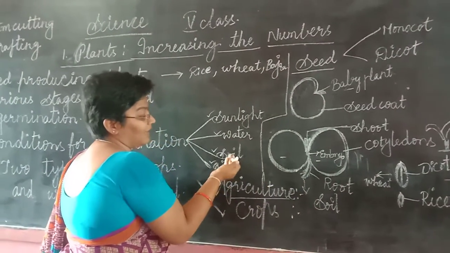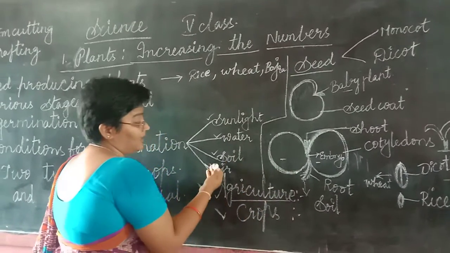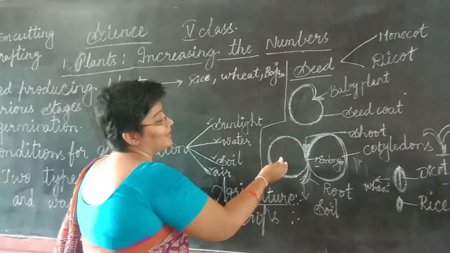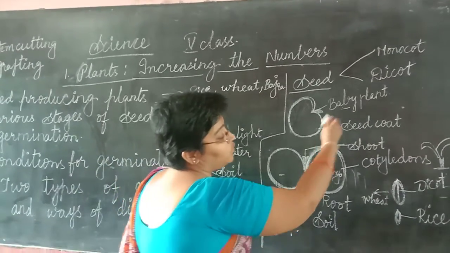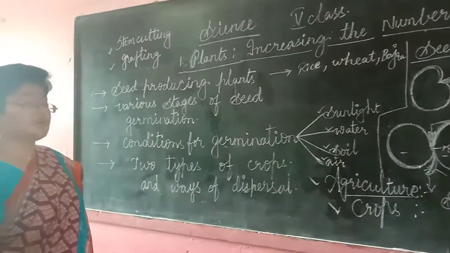So these are the necessary conditions where the seed takes sunlight from outside and water from under the ground, and from soil it takes out minerals and it breathes air, and these cotyledons get developed into a new baby plant. So these are the certain conditions of germination.